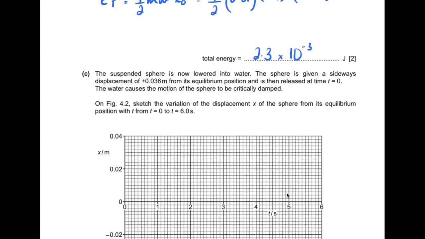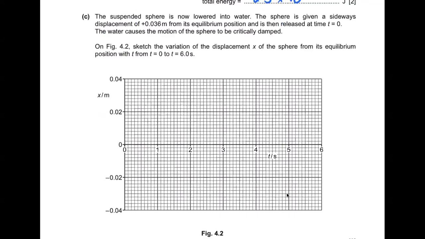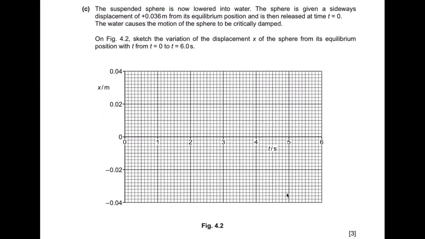Then it says the suspended sphere is now lowered into the water. The sphere is given a sideways displacement of positive 0.36 meters from the equilibrium position and is released at time t equals 0. Water causes the motion of the sphere to be critically damped.